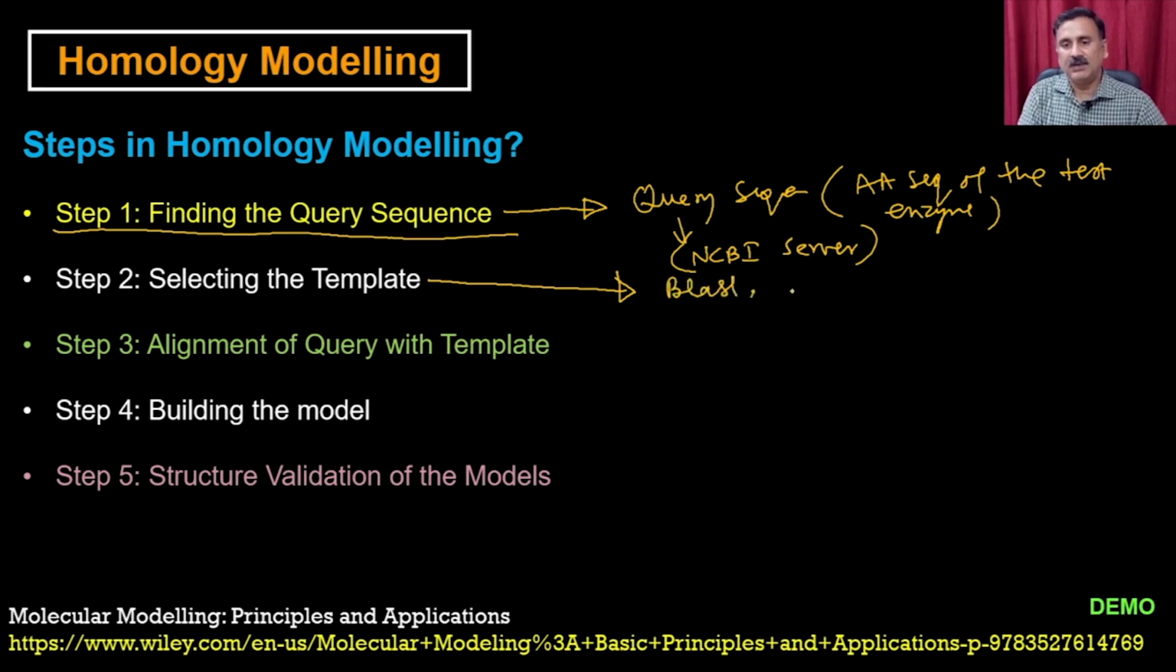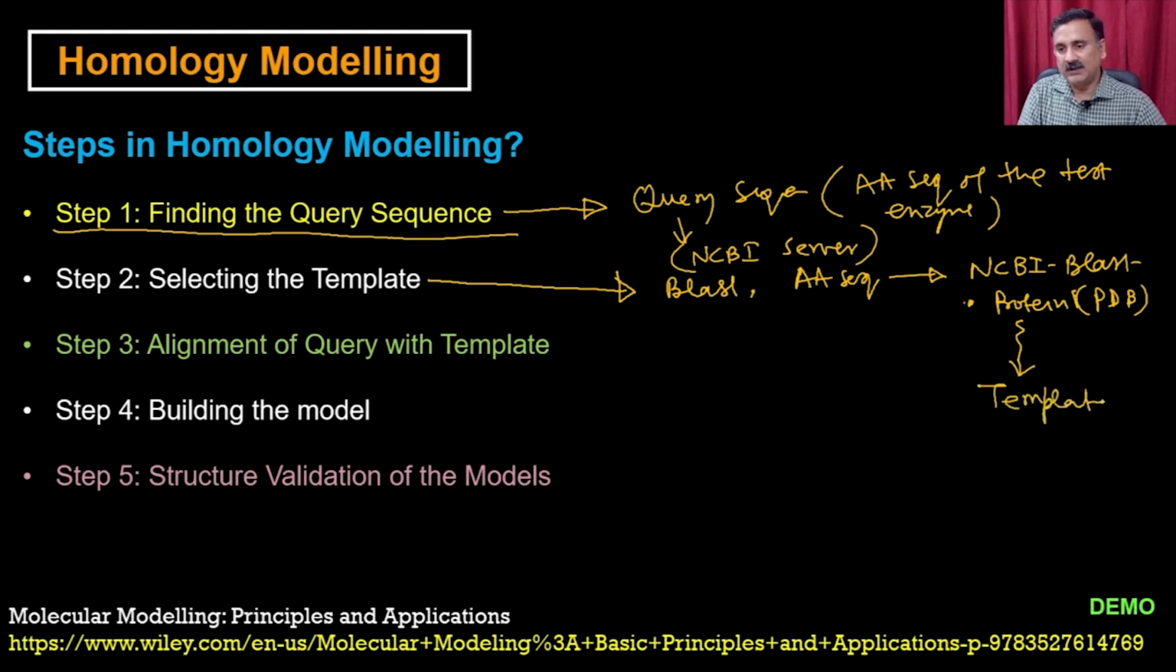So, you are going to take this amino acid sequence and put it into NCBI BLAST, which is a program, and you will select the database as the protein structure database, the PDB. When you use the PDB database, it is going to give you the templates. It tells you that these are the templates with which your amino acid sequence is matching. These are the potential templates, and then you are going to test these templates in step 3.